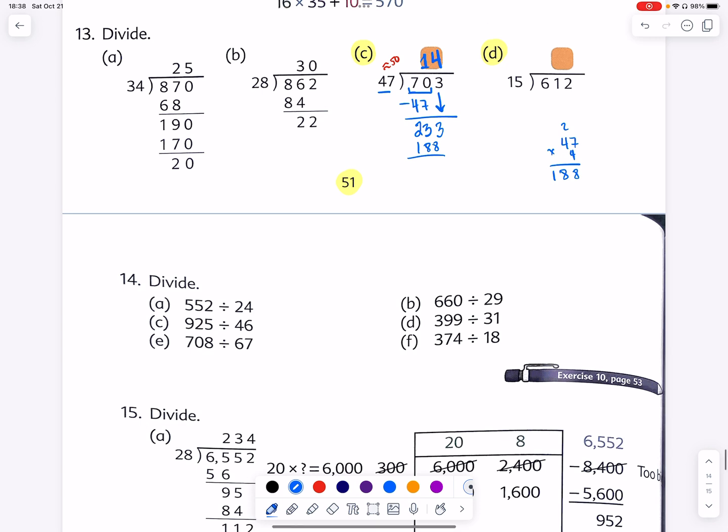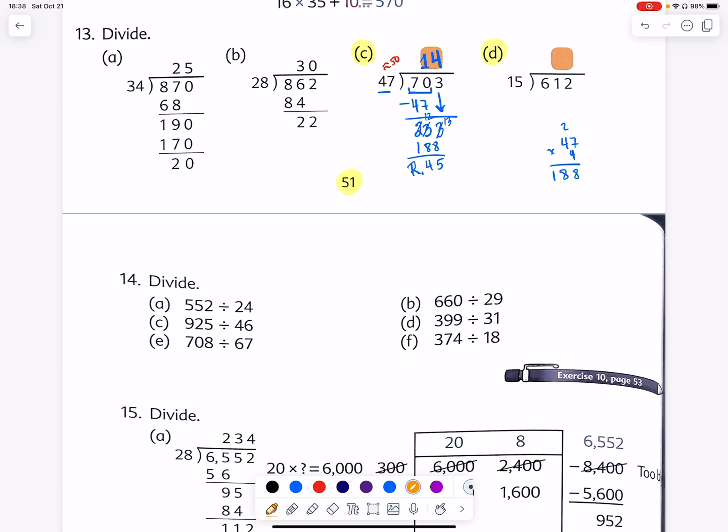233 minus 18. 13 minus 8 is 5. 12 minus 8 is 4. Yes. Let's go. This is going to be 12. This is going to be 13. 13 minus 8 is 5. 12 minus 8 is 4. Yeah, we're good. Remainder of 45.